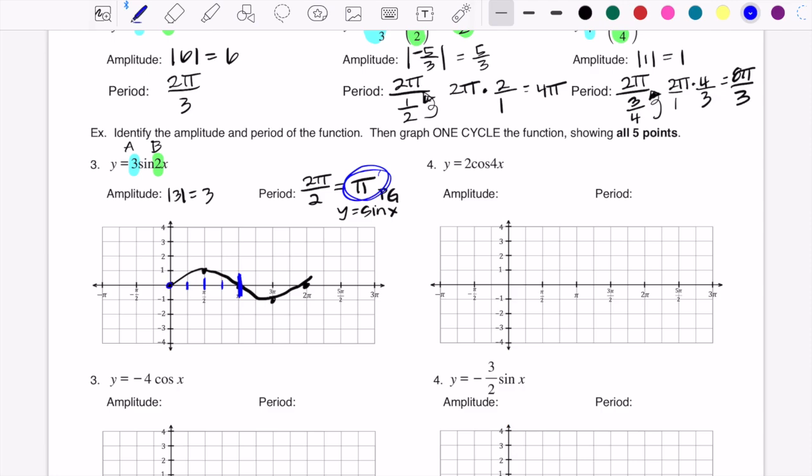So you're going to go 0, and then you're going to go up to the amplitude. So in this case, it's 3. Then you're going to come back to the midline, or 0, x equals y equals 0. And then you're going to go to the negative amplitude, and then we're going to come back to 0. So this graph would look like this. This says only graph 1 cycle, so we can stop after that. And we know it just keeps repeating and repeating.